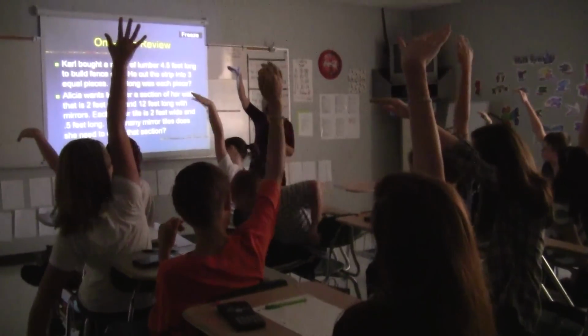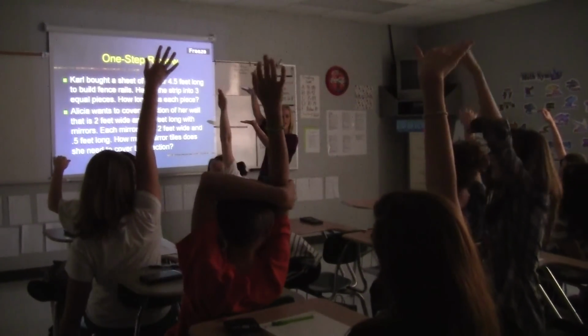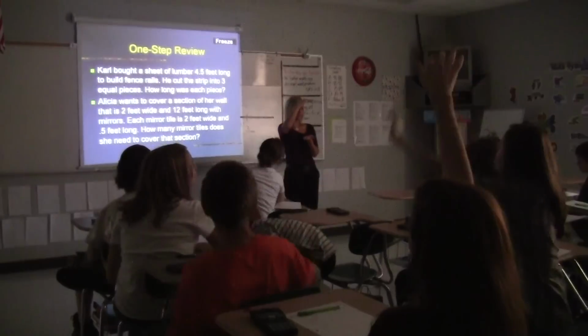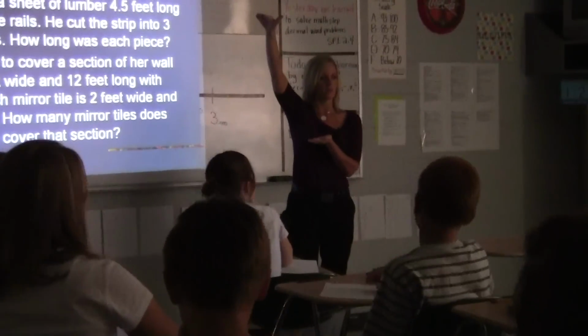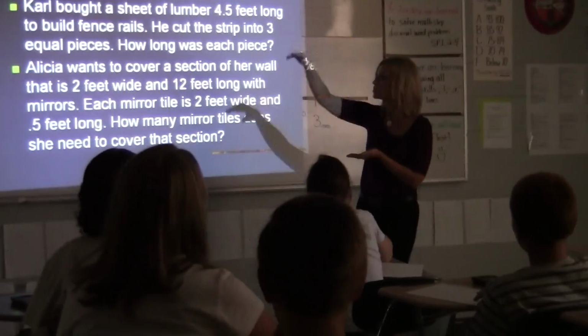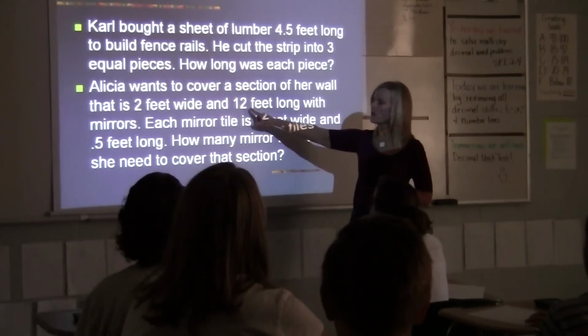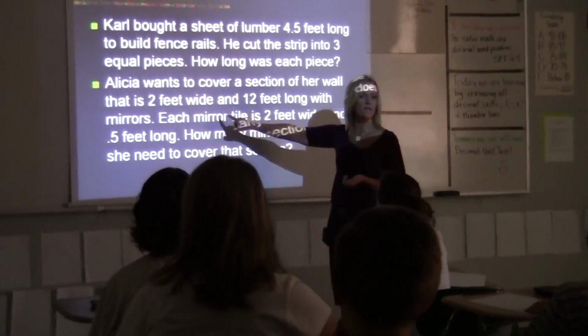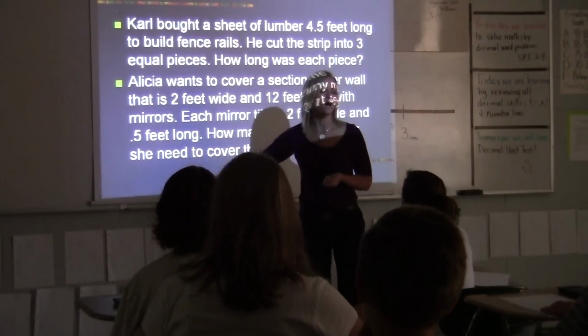So if we have our 12 feet this way and one tile is only 1/2 of a foot, is it going to take more than one of these tiles to get to 12 feet or less? It's going to take more. So in this case, we're going to put 12 into our calculator and we're going to divide it by 0.5.